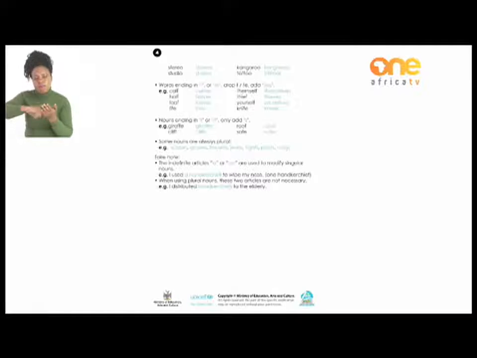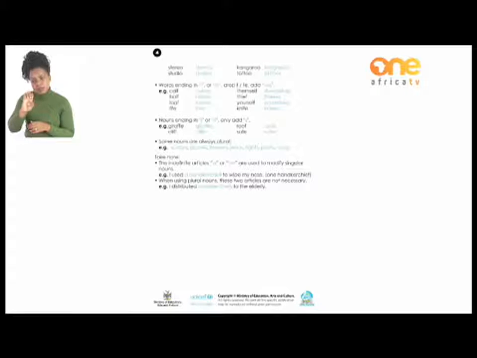Nouns ending in F or FF, we only add S. Giraffe, for example, becomes giraffes. Roof, roofs. Cliff, cliffs. Safe, safes.